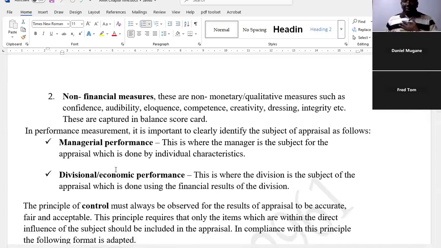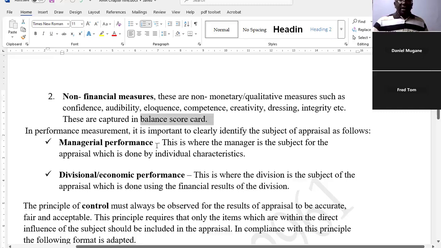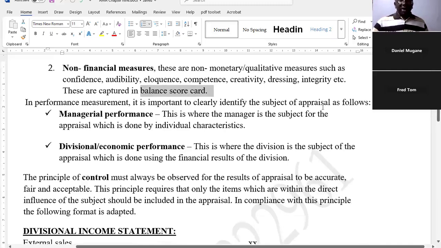Non-financials is where you want to judge me as your teacher, but what you are using to judge me you cannot quantify. So you're looking at things like confidence, the audibility, my eloquence, my competence, my creativity, dressing, integrity, and such on and such on. So those are things that at times people ignore, but they have a great impact on performance, and they should be captured when we are judging performance. Now, this is well discussed in something we call the balance scorecard.